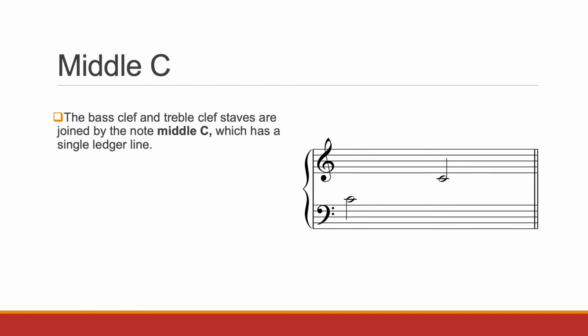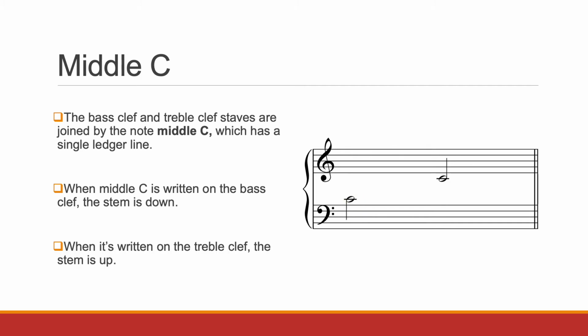Middle C. The bass clef and treble clef staves are joined by the note middle C, which has a single ledger line. When middle C is written on the bass clef, the stem is down. When it's written on the treble clef, the stem is up.